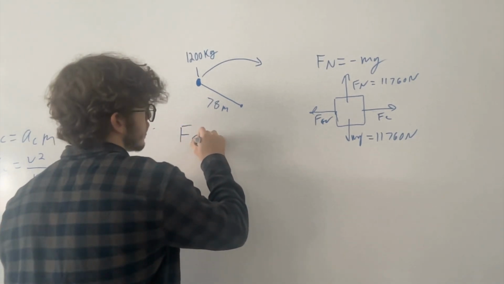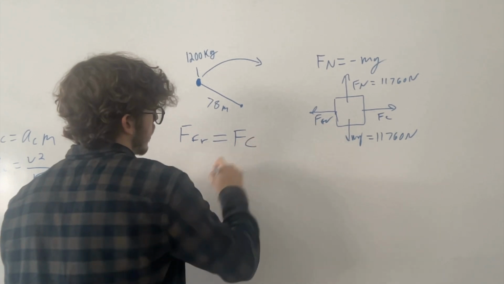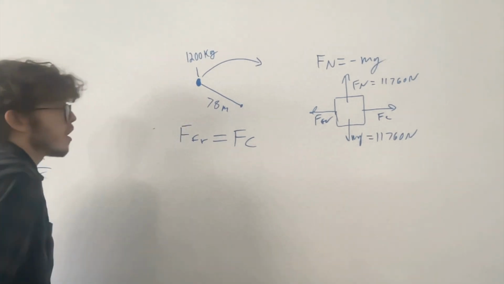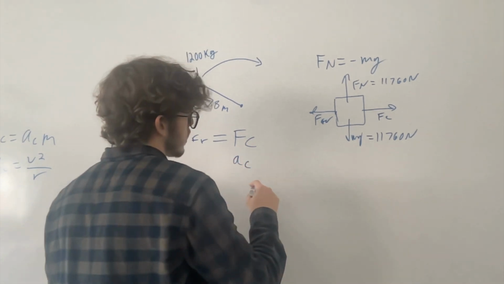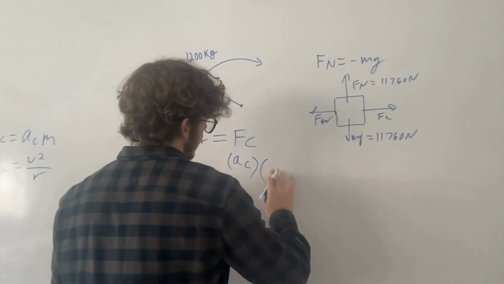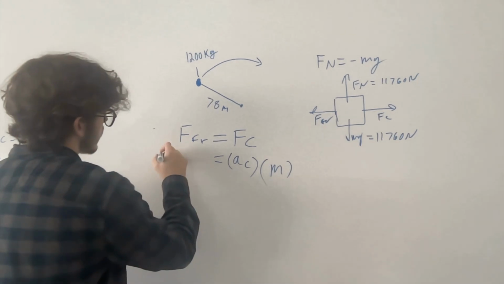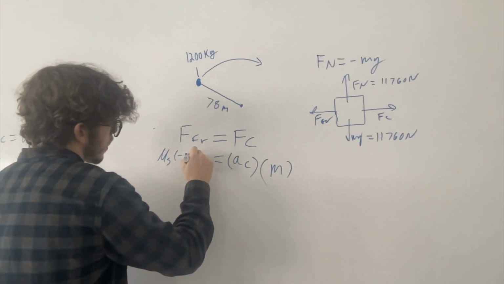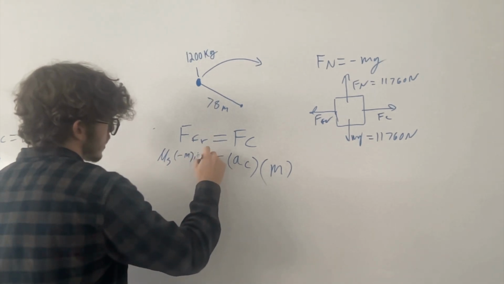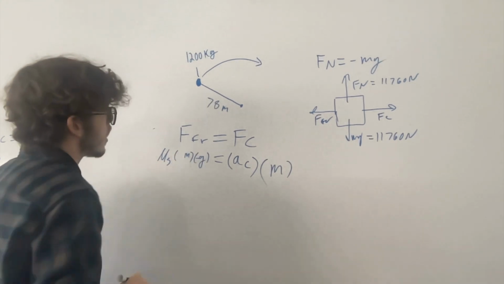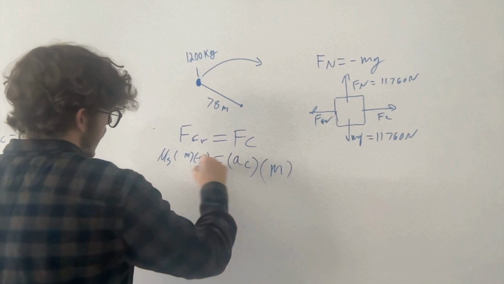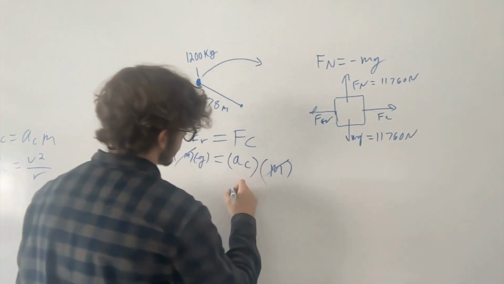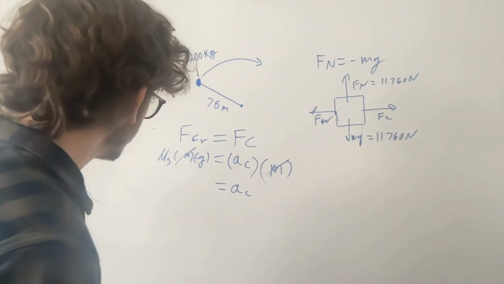We're going to say that the force of friction is equal to the centrifugal force, or the force of friction minus the centrifugal force is equal to 0. So let's expand this a little bit. We know that this is acceleration in the centrifugal direction times mass, Newton's second law. We know that this is the static coefficient times negative mg, so negative mass times gravity. We can cancel out mass here. So this is the second part of the question: is this independent of the mass? Yes, it is. Now we can just solve for the centrifugal acceleration: negative gravity times our coefficient.